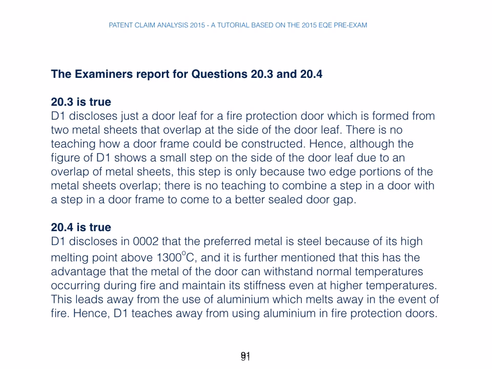And 20.4 is also true, as stated as follows. D1 discloses in paragraph 2 that the preferred metal is steel because of its high melting point above 1300 centigrade. And it is further mentioned that this has the advantage that the metal of the door can withstand normal temperatures occurring during fire and maintain its stiffness even at higher temperatures. This leads away from the use of aluminium, which melts away in the event of fire. Hence, D1 teaches away from using aluminium in fire protection doors.